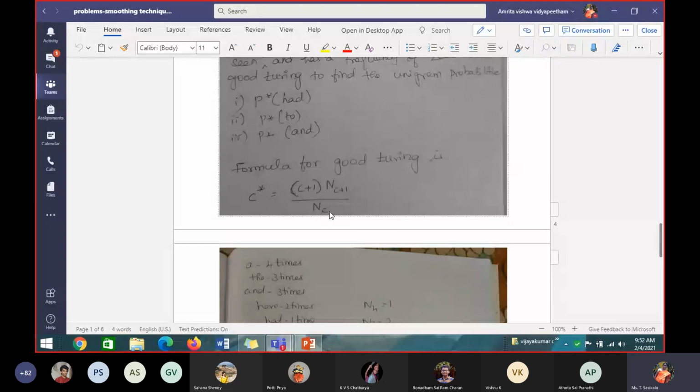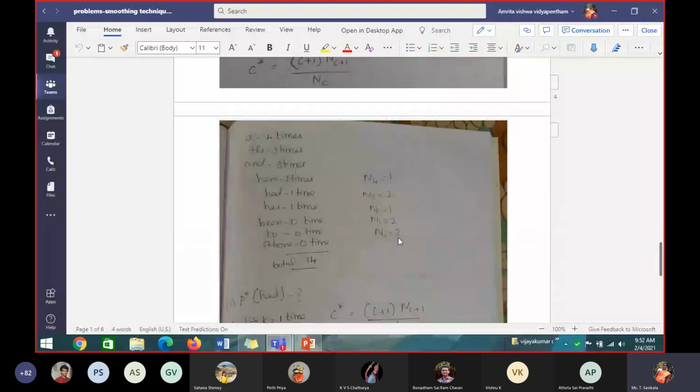Now I want to find the probability for had. So before finding the probability, I have to find N1, N2, the number of times the word is occurring. N0 is 3. How you got 3 is the number of words with a 0 count. The number of words with only 1 count is 2. The number of words in my corpus occurring 2 times is only 1 word. The number of words occurring 3 times in my corpus is 2 words, the and and.